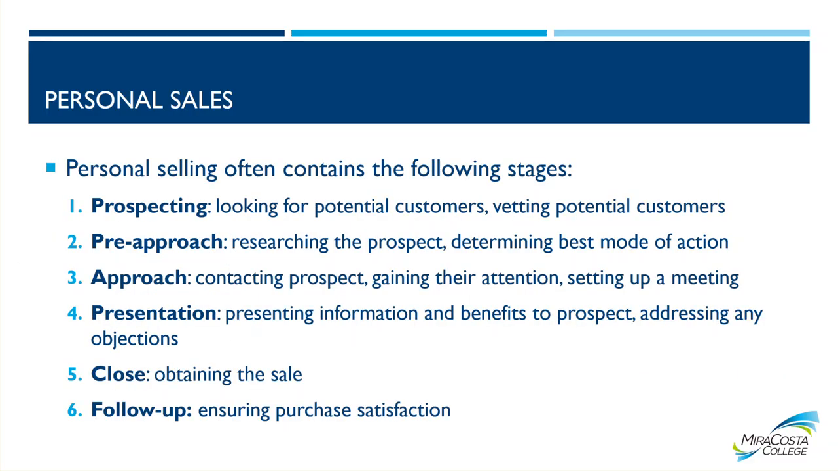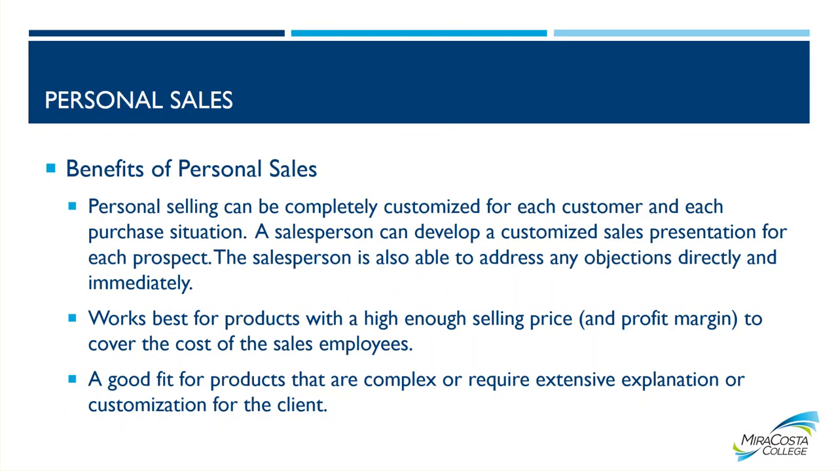Personal selling often contains the following stages: prospecting, looking for potential customers, vetting potential customers; pre-approach, researching the prospect, determining best mode of action; approach, contacting prospect, gaining their attention, setting up a meeting; presentation, presenting information and benefits to prospect, addressing any objections; close, obtaining the sale; follow-up, ensuring purchase satisfaction.